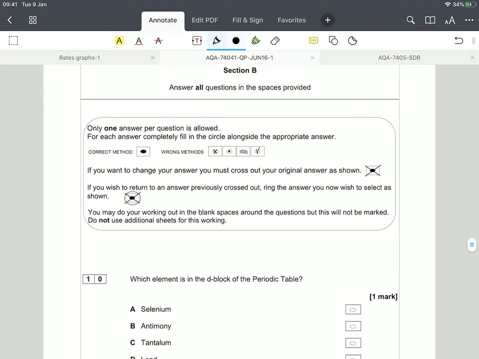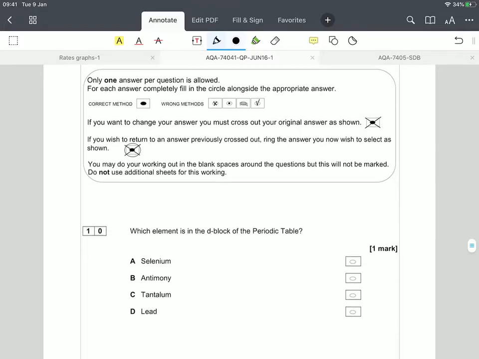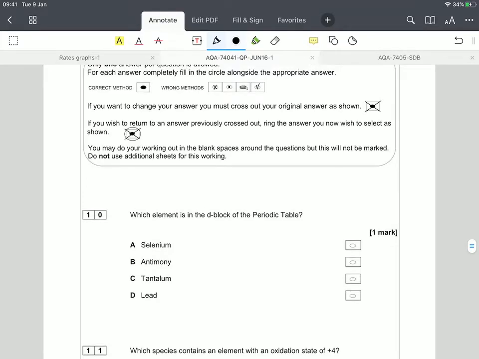The AQA's guidance here is pretty clear about how to fill them out. Something that's a bit mean is that they say you can't use additional sheets for working. That's just tight basically, because there's not always that much room, but whatever, we'll figure it out. So, question 10, definitely easing us in gently here. Which element is in the D block of the periodic table?